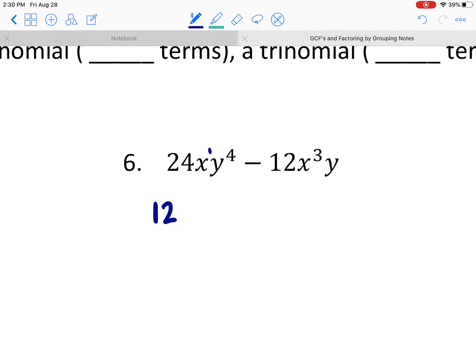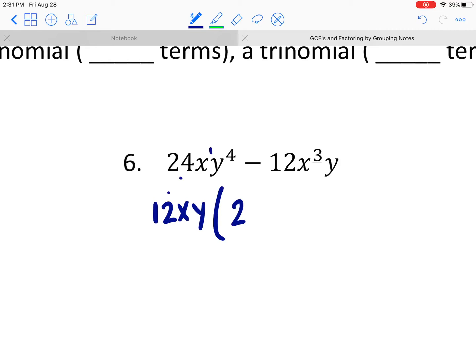Now there's 1x here and 3 here. That means they have 1 in common. And then for y's, we've got 4 here and 1 here. That means they have this 1 in common. So 12xy is my GCF. Now I've got to divide that out. So 24 divided by 12 is 2.